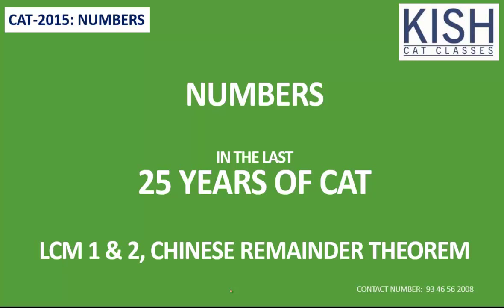In the previous two sessions, we have learned concepts related to the Chinese remainder theorem, least common multiple 1 and least common multiple 2 methods, as well as the constant remainder theorem. In fact, the Chinese remainder theorem is normally known as LCM method 3. And also we have solved many examples for all these concepts.